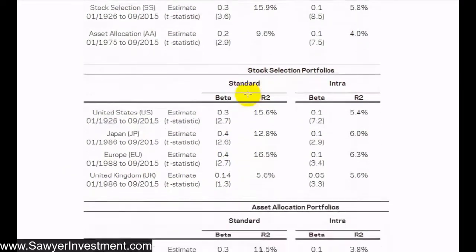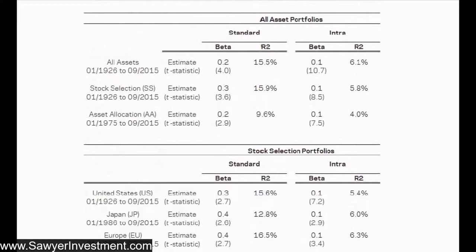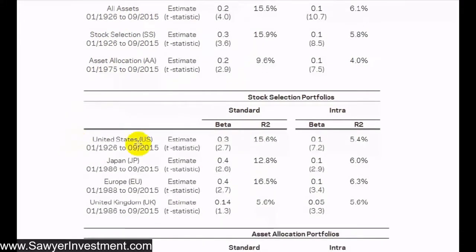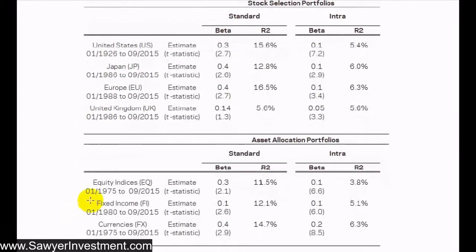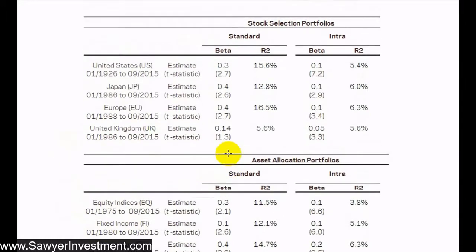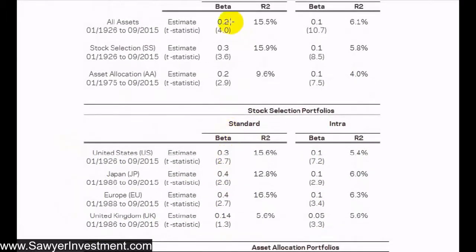So this is essentially the same table as we saw before, but we have all the combined asset portfolios for stock selection, asset allocation, all assets. We have all the stock selections here with the US, Japan, Europe, and UK. And then here's all the asset allocation, which is equity futures, fixed income futures, and currency futures. And so, as we expected, we see positive betas here.